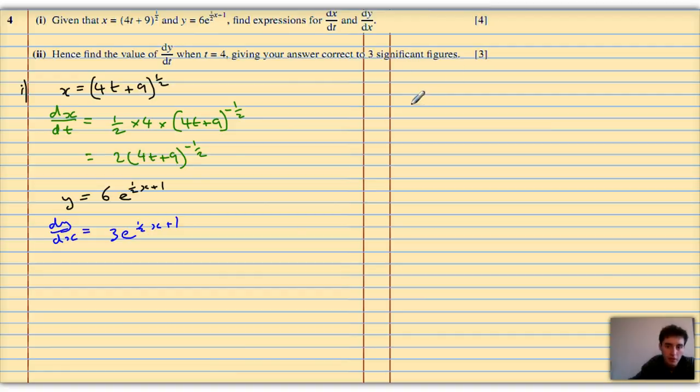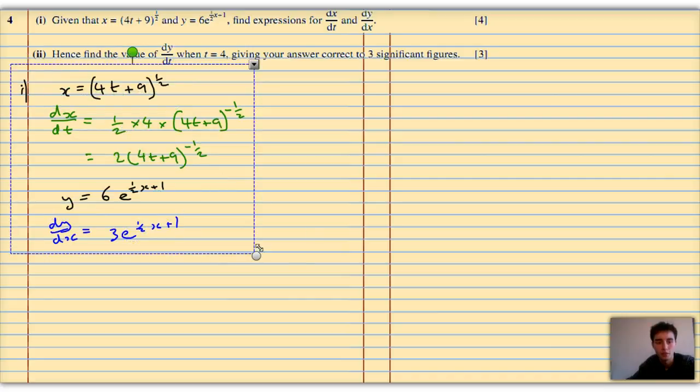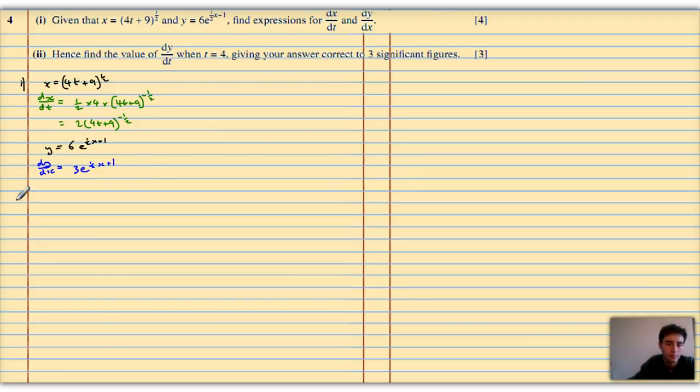Now, I think that was the easy bit. So we can look at the next bit now, part 2. Let's make all of this a little bit smaller so we have more room. Great. Part 2. So we want dy/dt.